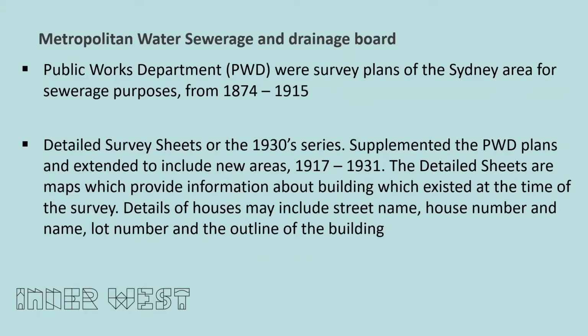Metropolitan Water, Sewerage and Drainage Board. Public Works Department survey plans of the Sydney area were made for sewerage purposes from 1874 to 1915. Detailed survey sheets, or the 1930 series, supplemented the PWD plans and extended to include new areas from 1917 to 1931. The detailed sheets are maps which provide information about buildings which existed at the time of the survey. Details of houses may include street name, house number, a name, lot number, and the outline of the building.